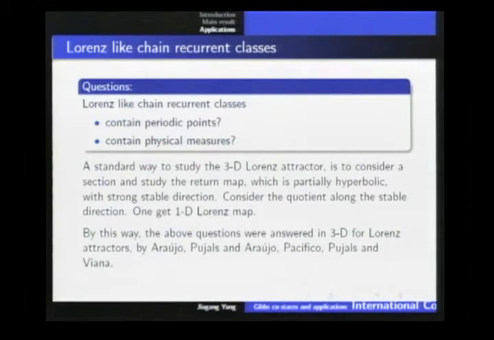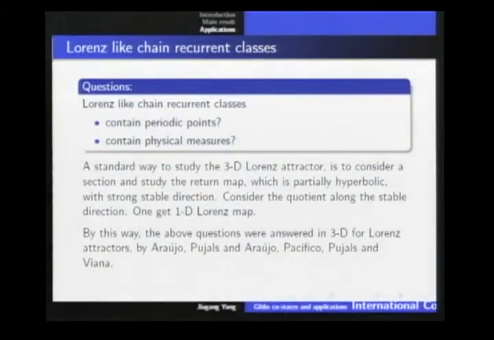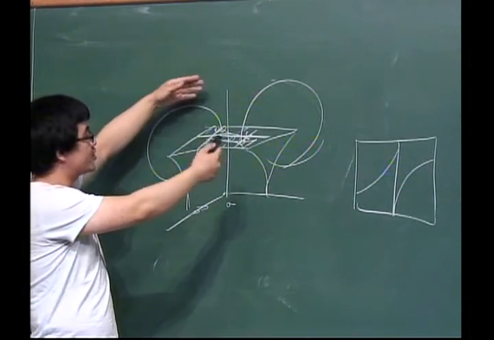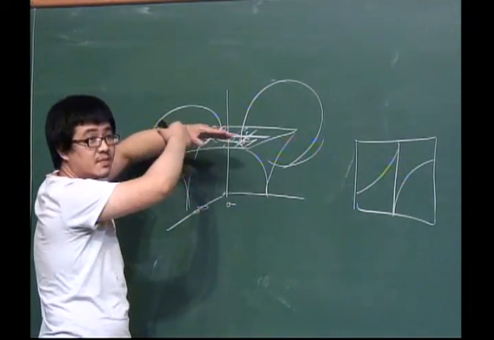By this kind of argument, these two questions have been proved in three dimensions for the Lorenz attractor. Lorenz attractor does not mean this one, but a Lorenz-like attractor, which is isolated. Araújo and Pujals proved the existence of periodic points, and Araújo, Pacifico, Pujals and Viana proved the existence of physical measures, in three dimensions. Why three-dimensional? I have explained: you need this plane to be two-dimensional, and then after projection, you get a one-dimensional map.